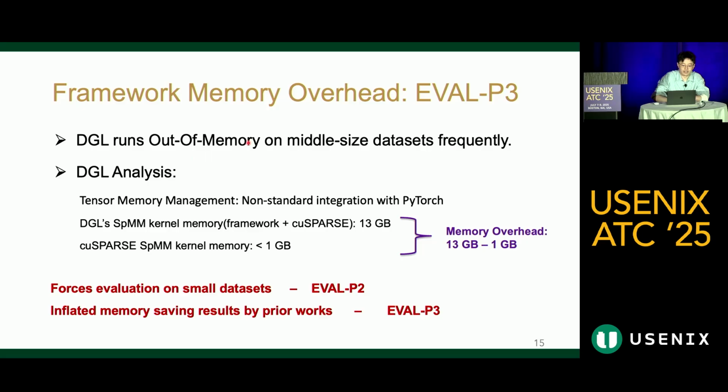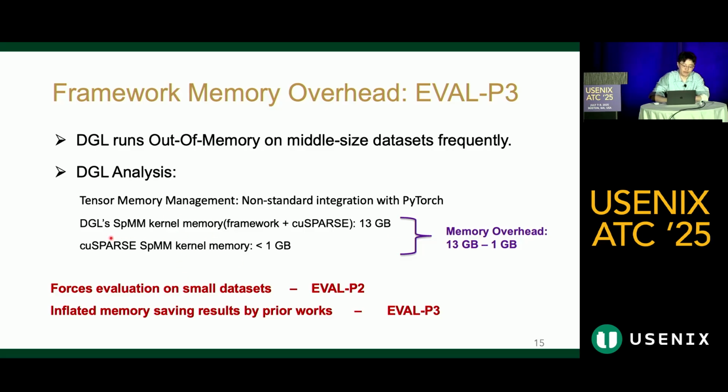The second type of the framework level pitfalls is the memory overhead. We find that the baseline Deep Graph Library (DGL) frequently runs out of memory on the middle-sized datasets. The reason is that it uses a non-standard integration with PyTorch for its tensor memory management. So how do we prove that?